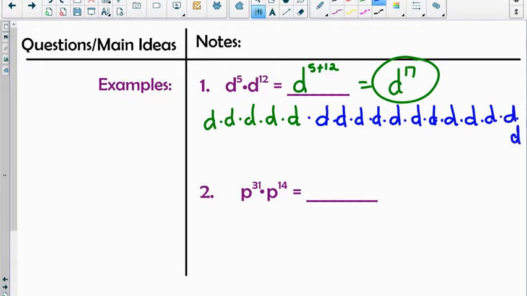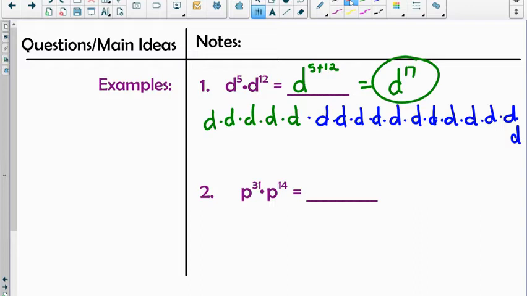Just barely ran out of the room. And then our solution would be when we write that expression with one power, one exponent, and count them up. There are 17 d's that are being multiplied together there. And I know that there's 17 without counting them because I had 5 in the first group and 12 in the second group, and 5 plus 12 is 17.